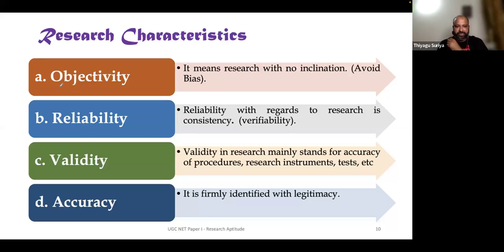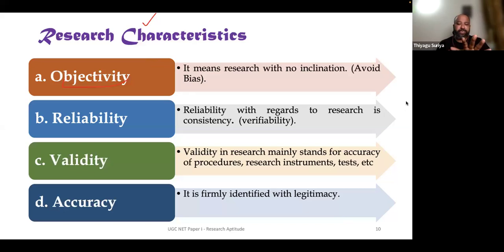And the research characteristics, we have the objectives. These are some of the characteristics. These are some questions maybe comes to NET examinations. They're asking, which of the following may be the characteristics of research, which of the following is not a characteristic of research. The first one is the objective. What is called objective? The research may be very specific.